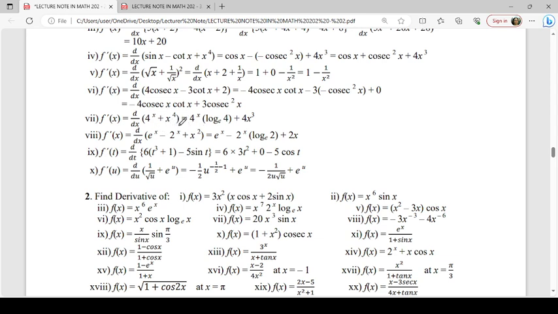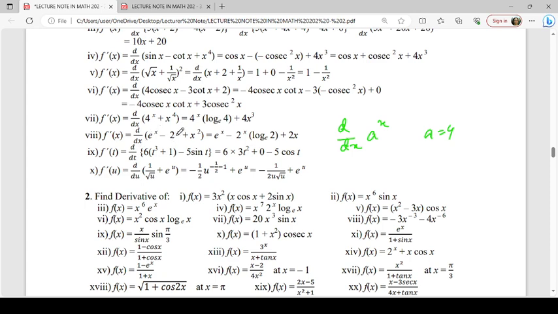Then 4 to the power x plus x to the power 4. So d/dx of 4 to the power x is 4 to the power x into log of 4 to the base e. It is the d/dx of a to the power x formula, where a is equal to 4. Then x to the power 4 is the x to the power n formula, it is 4x cube.